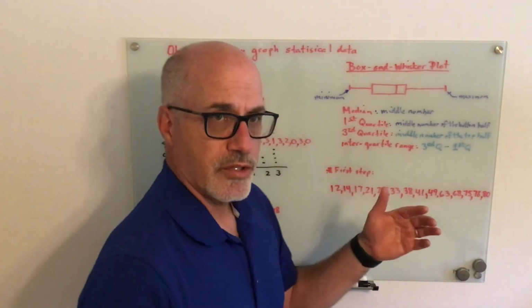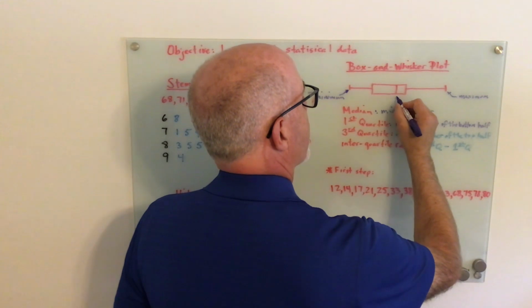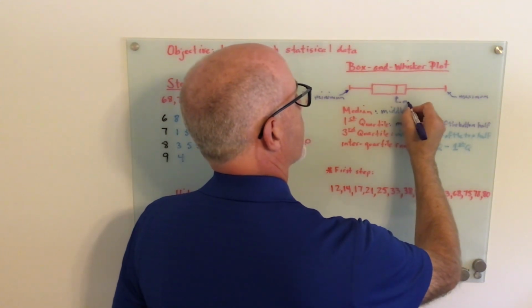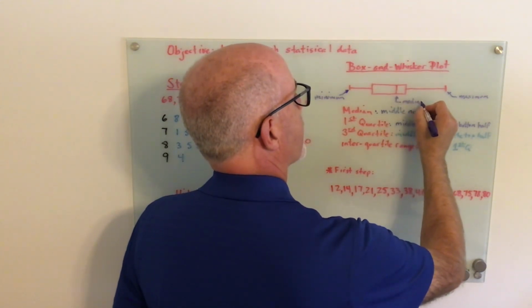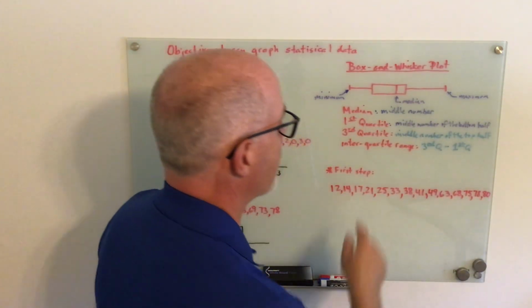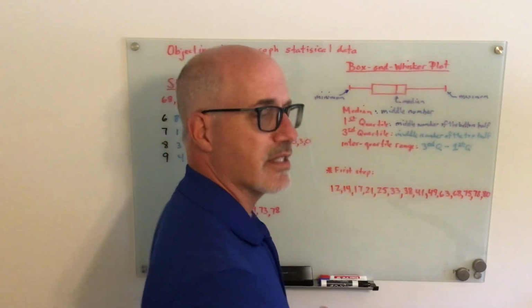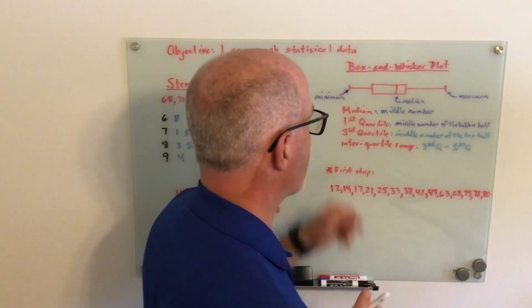Right in the middle, so the middle piece of data is the median. So this right here is our median. All right, now that leaves us with the box part of it. So these two numbers here, where we form the box, the bottom part of the box and the top part of the box, are these two quartiles.